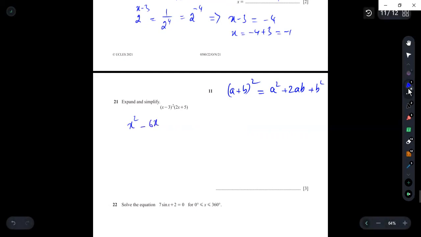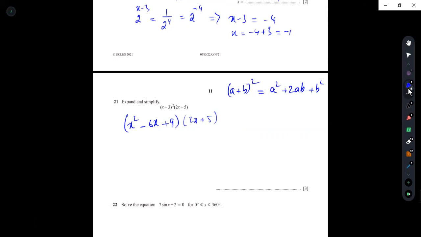And the square of the second last number is positive anyway, so 3 squared is 9. So we have expanded this squared, and then it should be multiplied by 2x plus 5. To multiply this, we have to multiply each term. Each term of this is multiplied with all the terms, and then multiply 5 with all the terms of the second term.